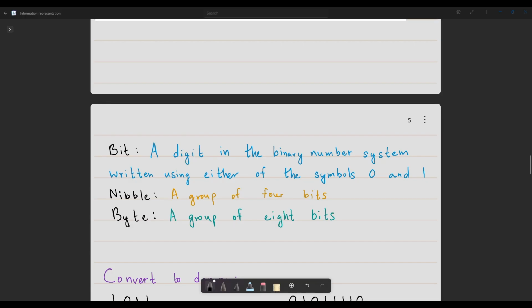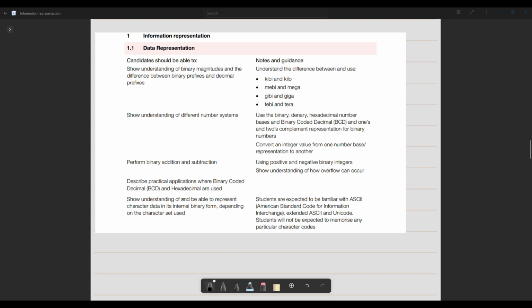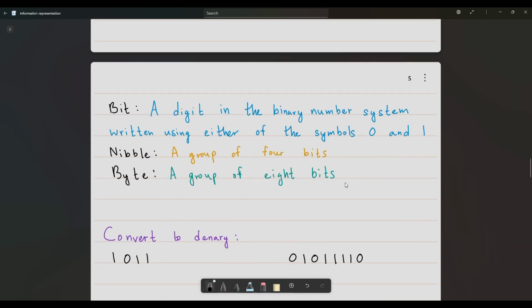From bytes we'll move on to the binary prefixes, and that will be in the next lesson. Before we go to that, we first need to focus on understanding conversion between these number systems. As you can see in the syllabus, we need to know how to use the binary, denary, and hexadecimal number bases before we go into anything. They have written the prefixes here, but I think this is a better route. So let's go on to practice.